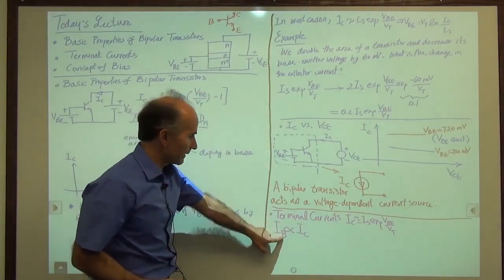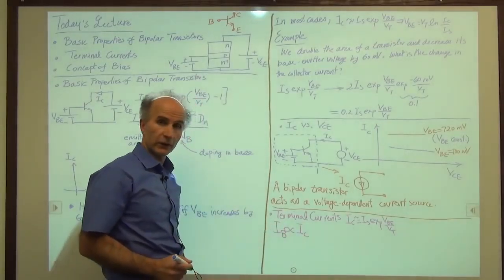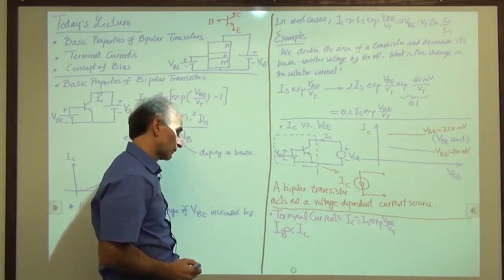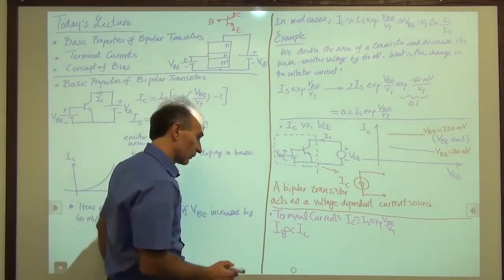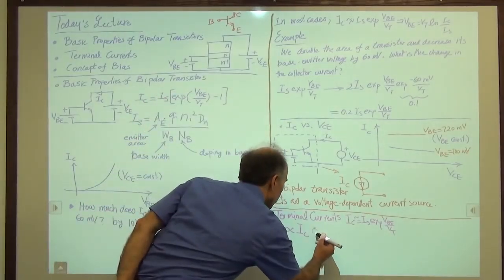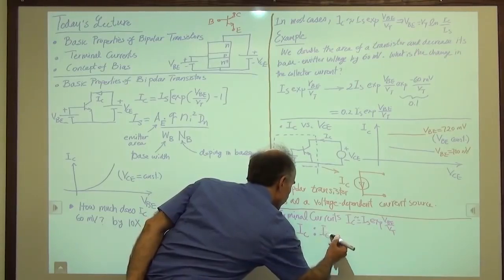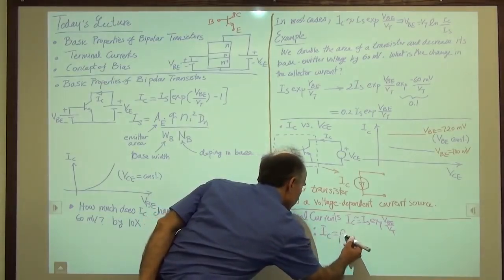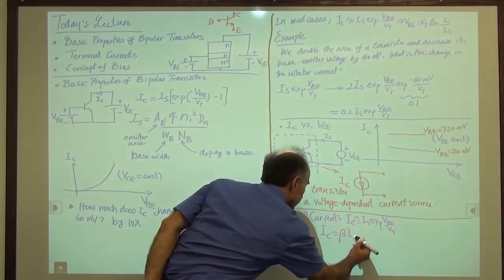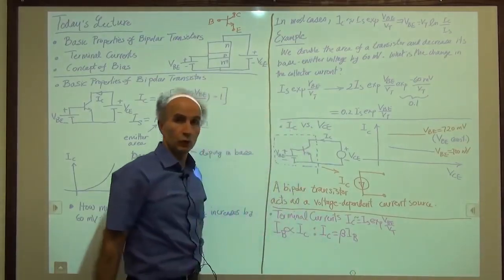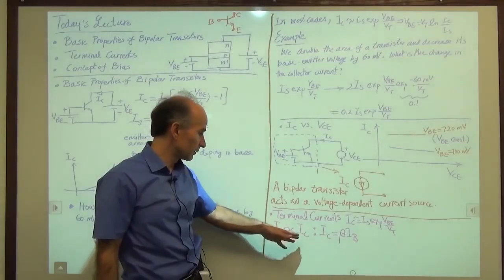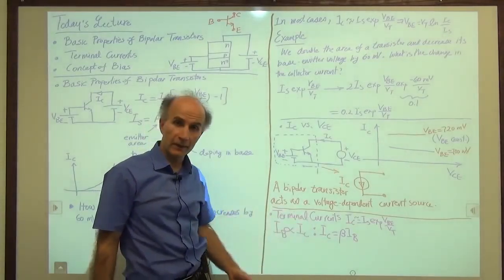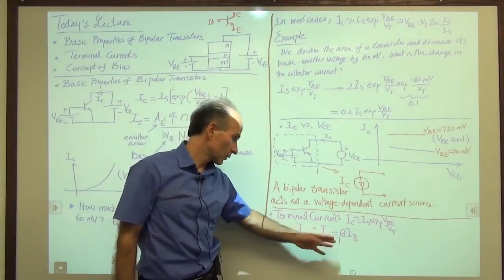IB means the base current, IC means the collector current. And so what do we do? Well, it's common for our notation to write it like this, to write actually IC is equal to beta times IB. You don't have to write it like this. You can write it the other way. You can say IB is equal to something times IC, some factor. But we usually write it like this.